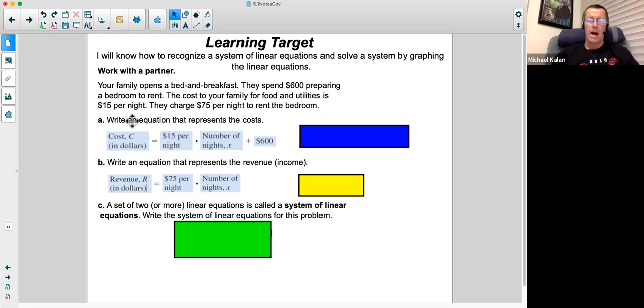Okay. But your family charges $75 per night to rent the bedroom, right? It makes sense that it would be 75. It's a number more than $15, right? Because you want to make a profit. So they're charging 75. Okay.